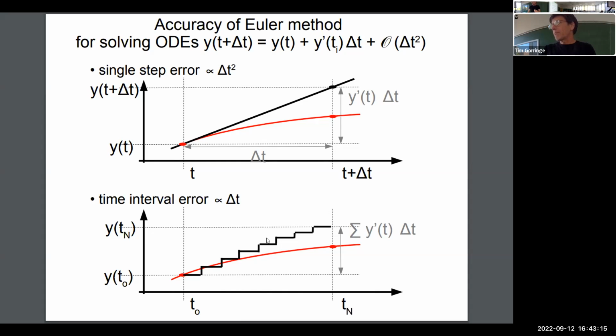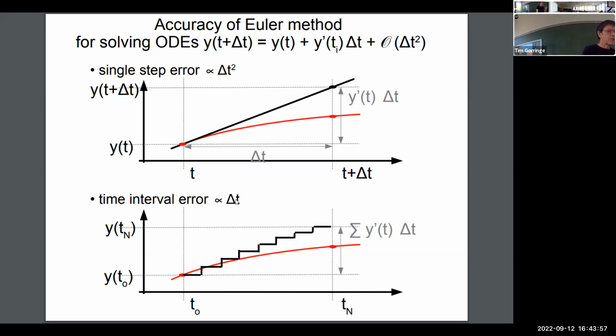Downstairs here, I'm imagining many steps in which I'm mapping out the function. And each of those individual steps has an approximation error. And those individual step approximation errors will accumulate as I map out the entire function. And the overall error over the range of the function from, say, t0, the starting time, to some final time here after n steps, goes as that time interval delta t rather than delta t squared. So that's again the approximation error in this Euler method.